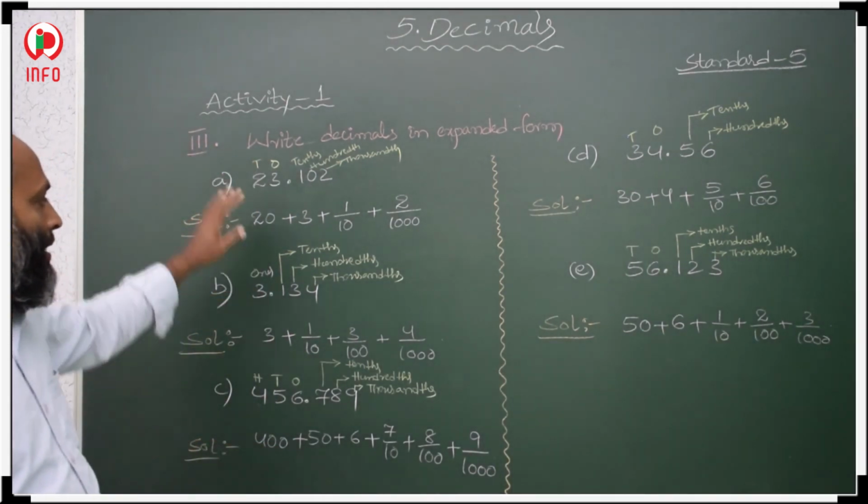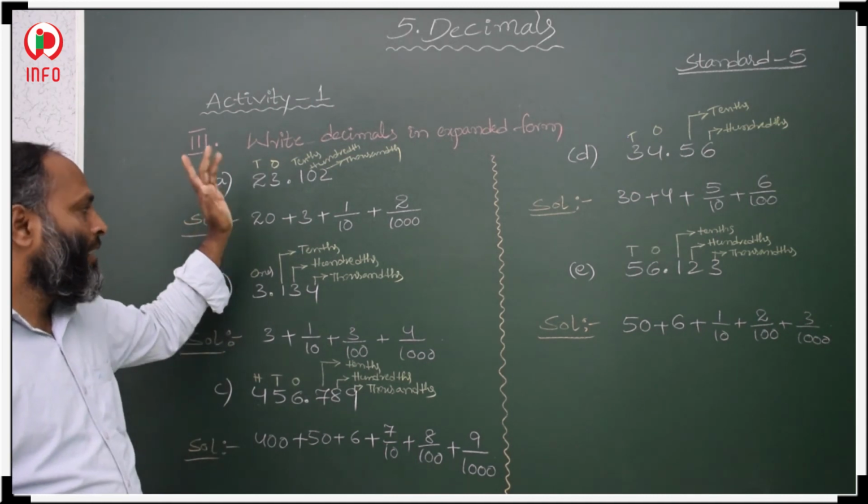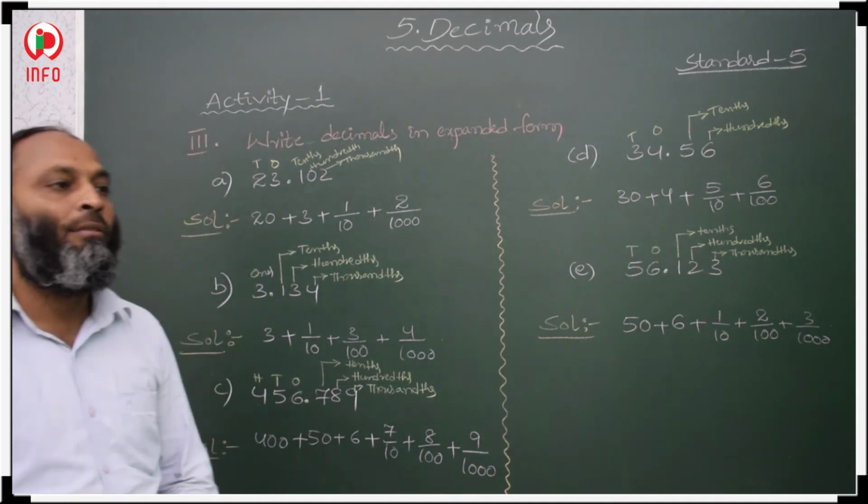Okay. In this way we have to write the expanded form. So whenever decimal numbers are given, this is how we write the expanded form. Okay.